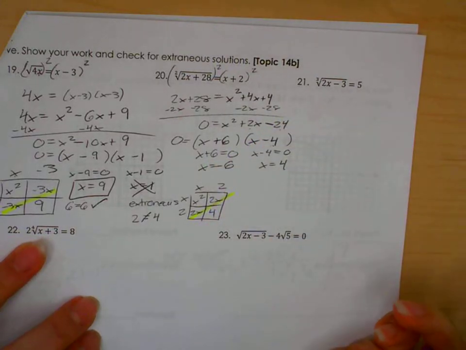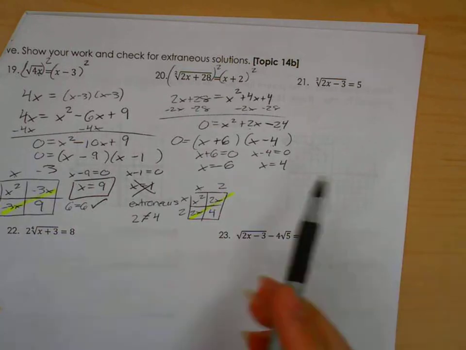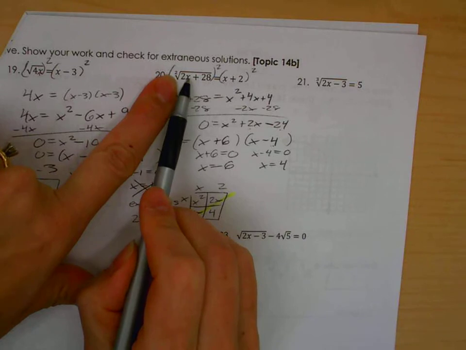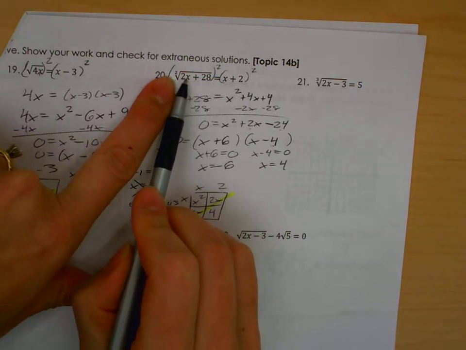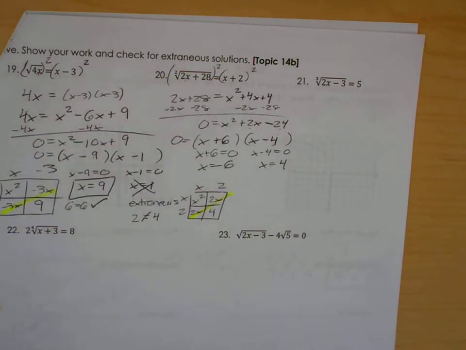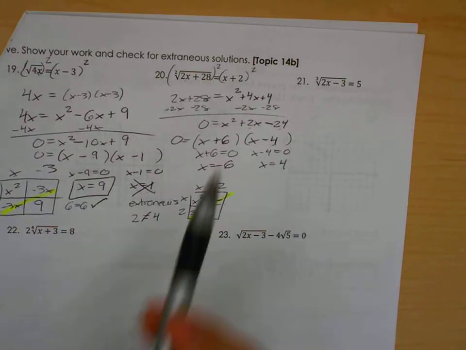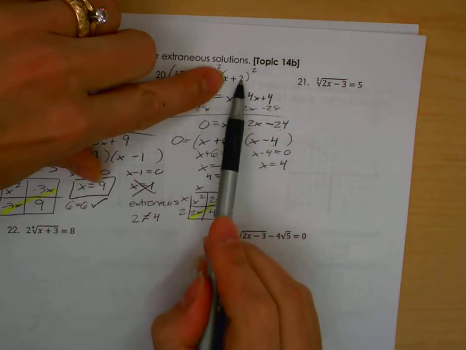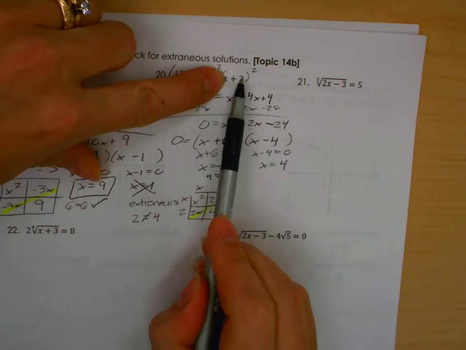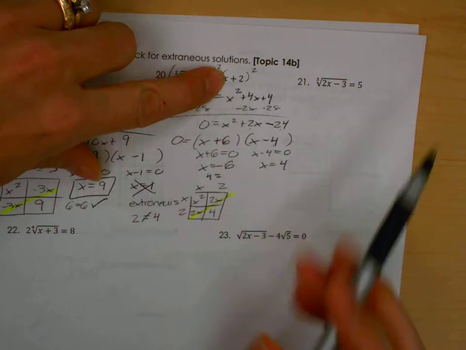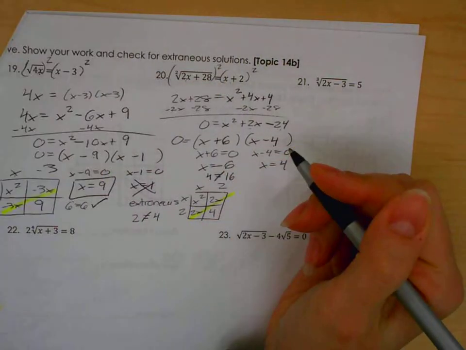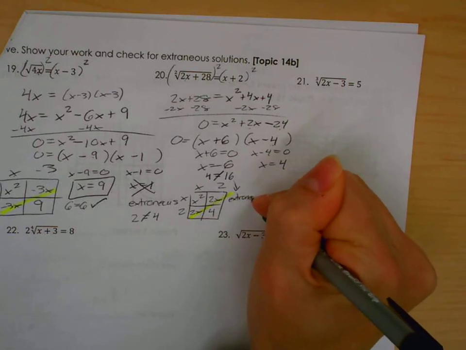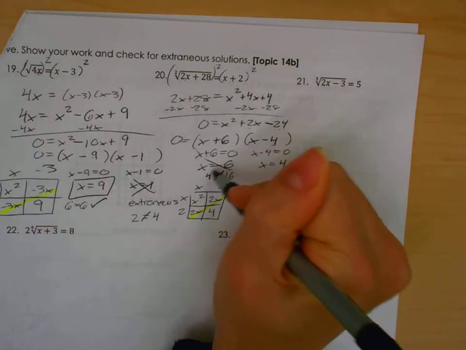I need to plug them back in and check. So when I plug negative 6 in, I get negative 6 times 2, which is negative 12. 28 minus 12 is 16. The square root of 16 is 4, so I get 4 on the left. Negative 6 on this side gives me negative 6 plus 2 is negative 4. Negative 4 squared is 16. So that doesn't work. That one is extraneous. So that's not a solution.